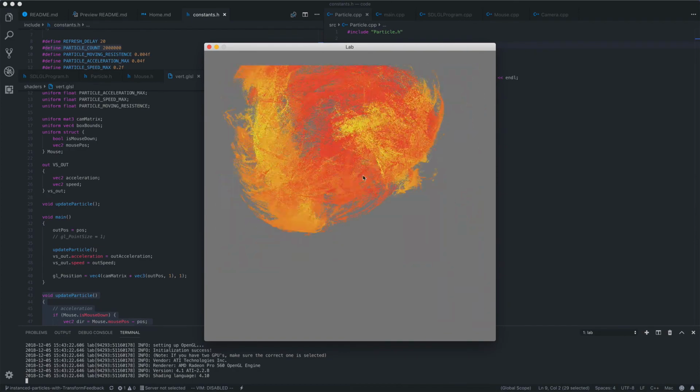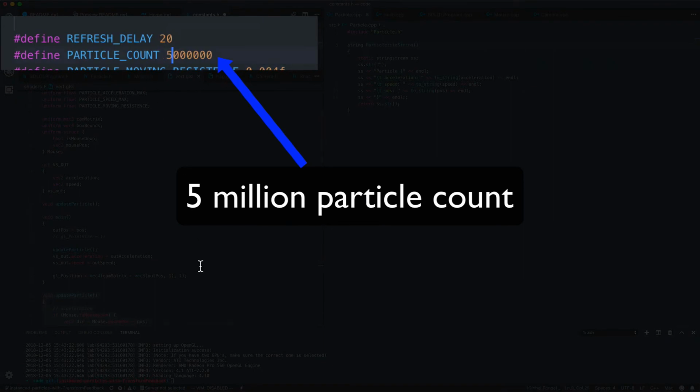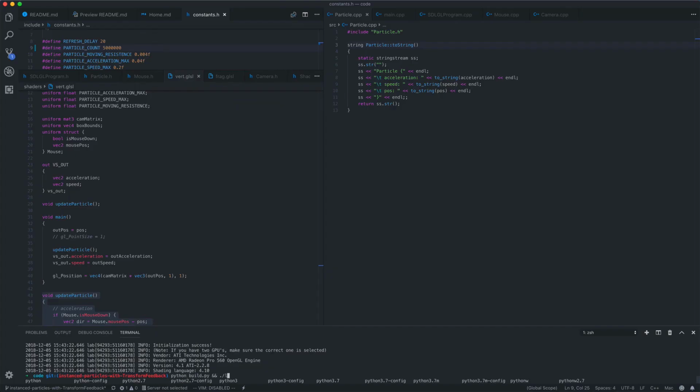According to my experiments, I start to see severe lag at about 5 million particles. That's pretty amazing, very impressive.